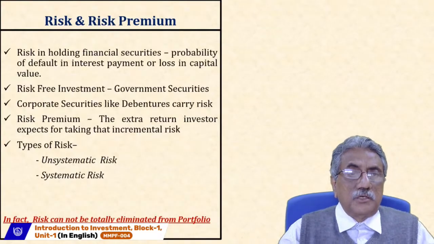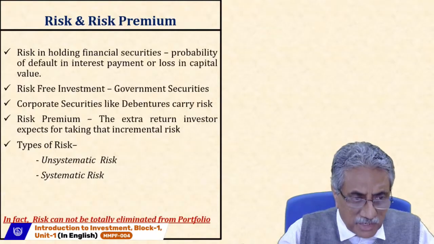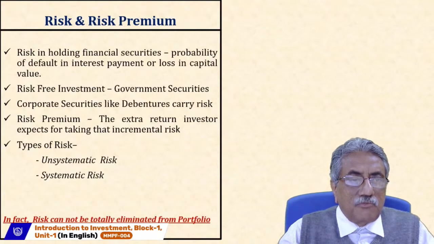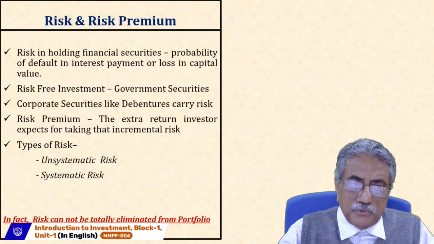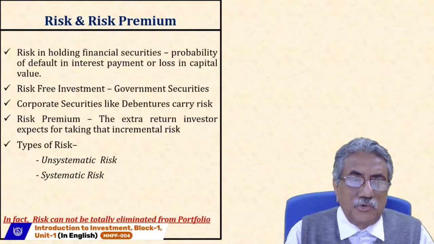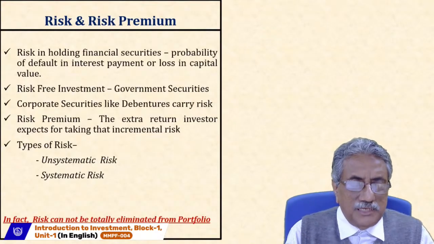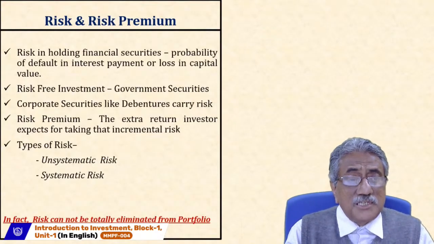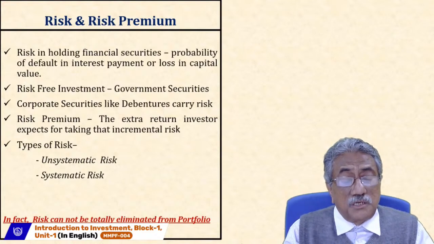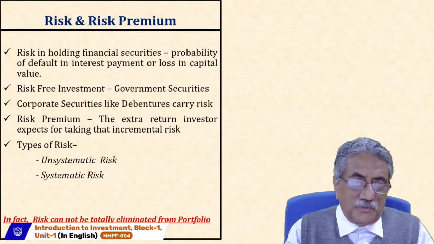Suppose the interest rate in the economy goes up, then the cost of money for the companies will go up. So that will affect their profit. It's not that Tata Steel will get cheap money and somebody else will not, because the overall money is costly. So this is a systematic risk which is difficult to eliminate.